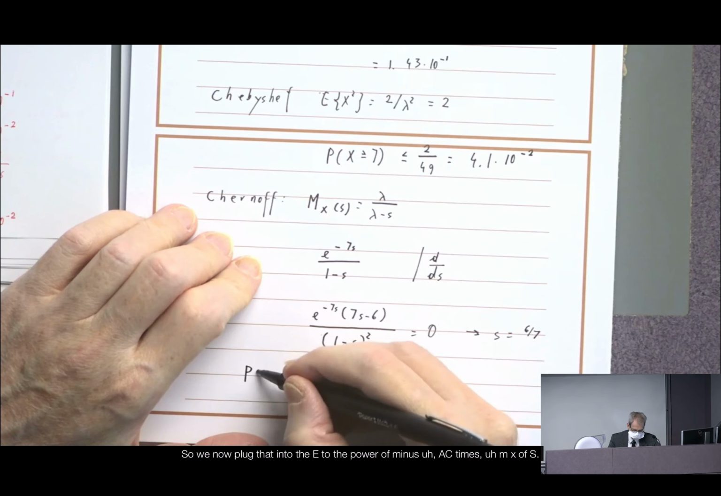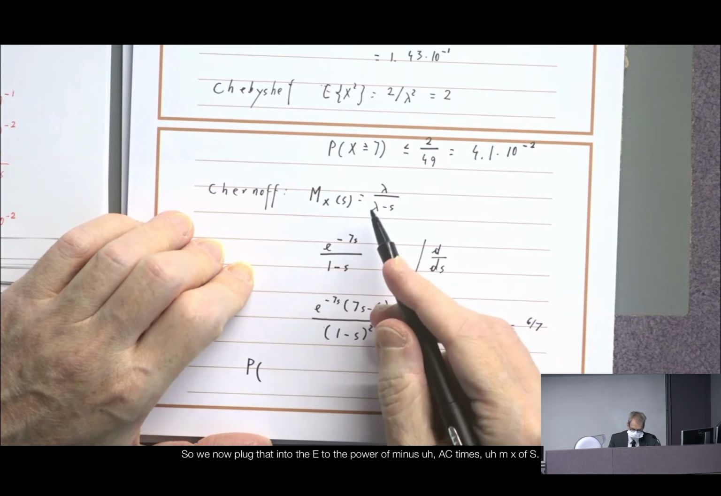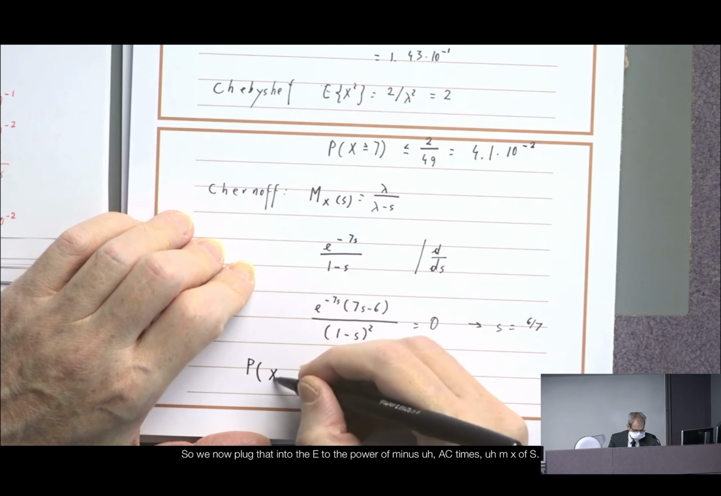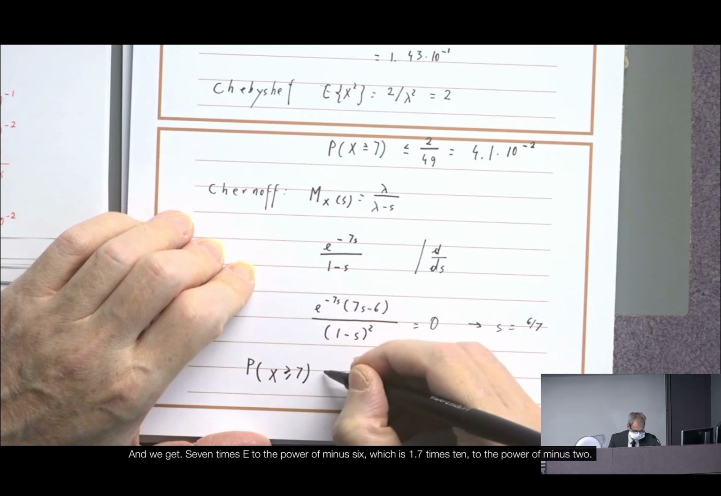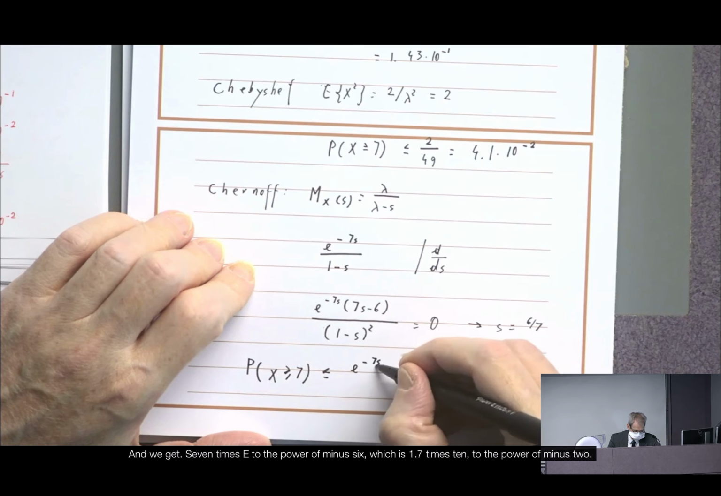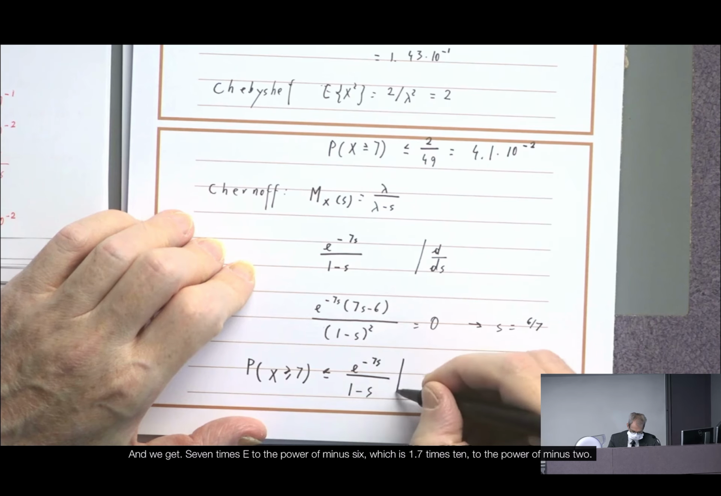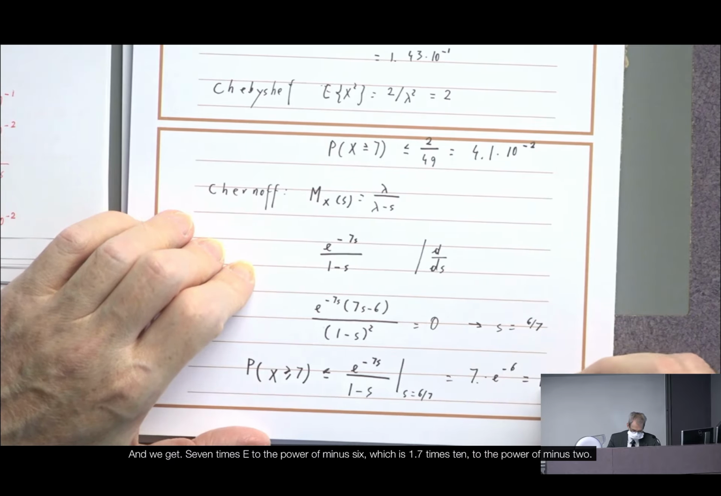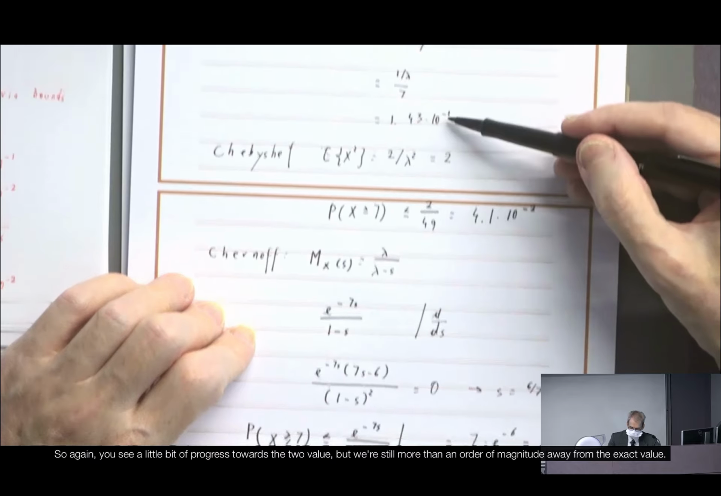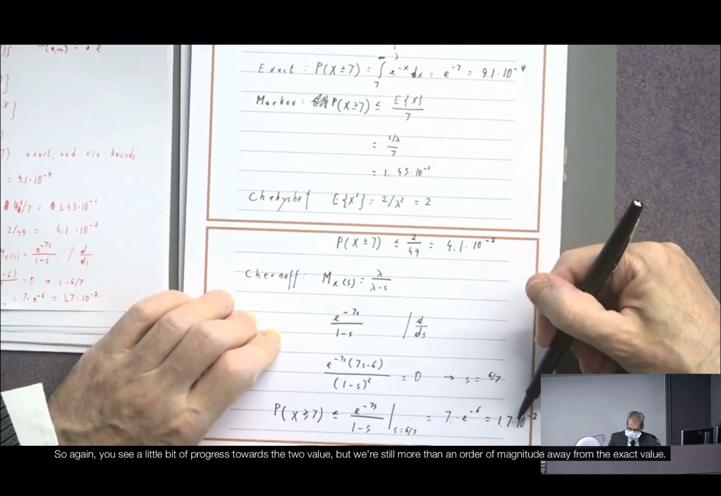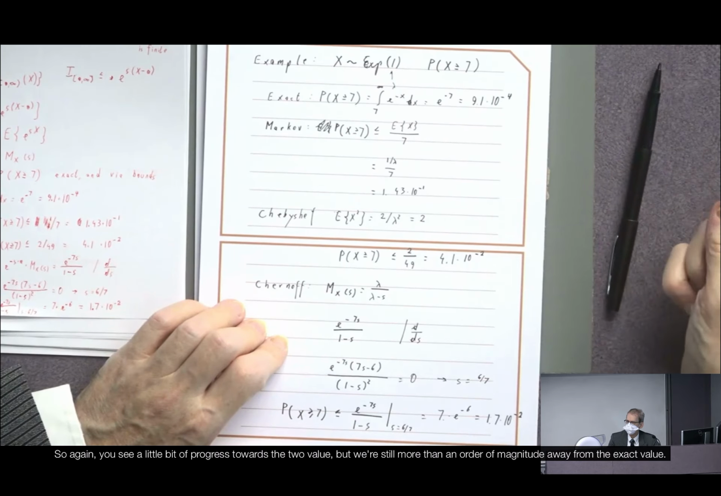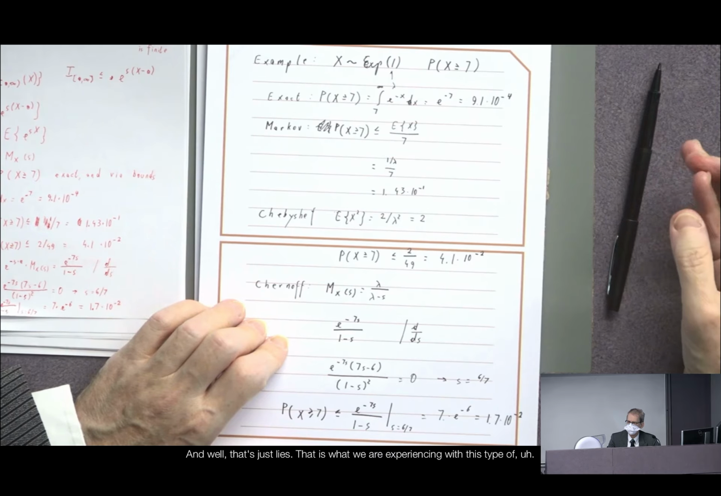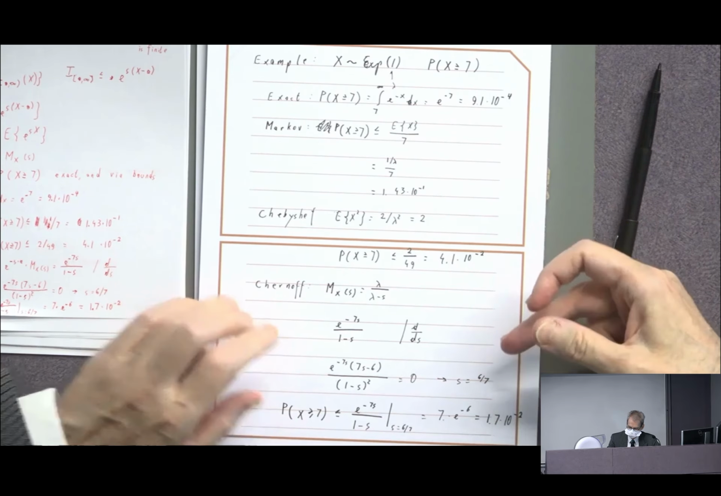We now plug that into e to the power of minus sa times M_X of s, and we get 7 times e to the power of minus 6, which is 1.7 times 10 to the power of minus 2. So again, you see a little bit of progress towards the true value, but we're still more than an order of magnitude away from the exact value. And well, that's just life. That is what we're experiencing with this type of bounds.